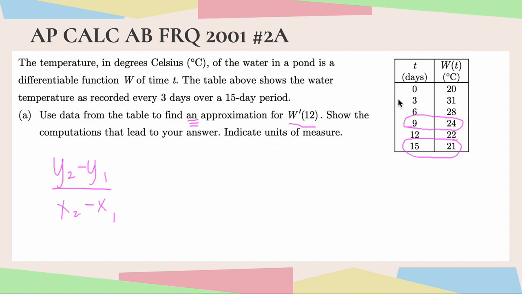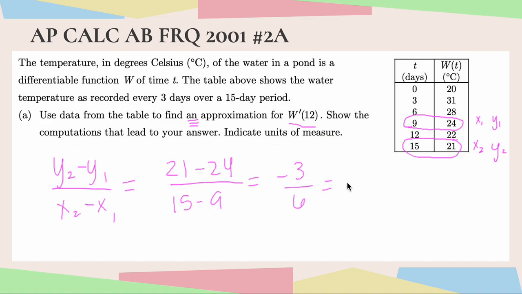Okay, so I'm going to call this my x1, y1, my first point. This is going to be my x2, y2, my second point. So now plugging this in, y2 minus y1 over x2 minus x1 is going to give me negative 3 over 6, which is the same as negative 1/2.